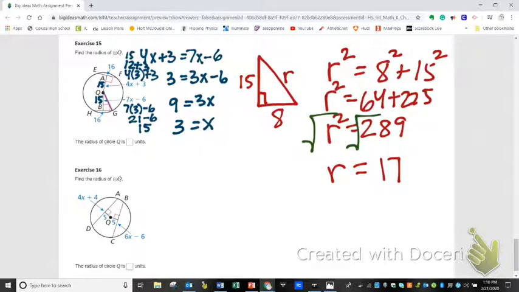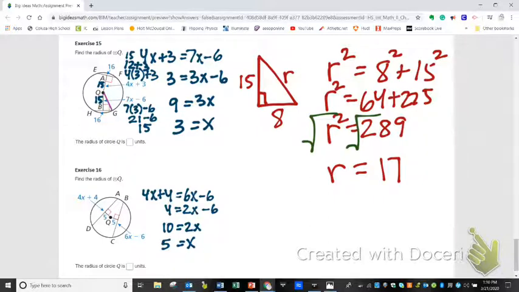But since they're the same distance away from the center, they are going to be equal, which allows us to write the equation 4x plus 4 has to be equal to 6x minus 6. So now if I subtract 4x from both sides, I will have 4 equals 2x minus 6. And if I add 6 to both sides, I will have 2x equals 10. Then I divide both sides by 2, and I find out that x equals 5.